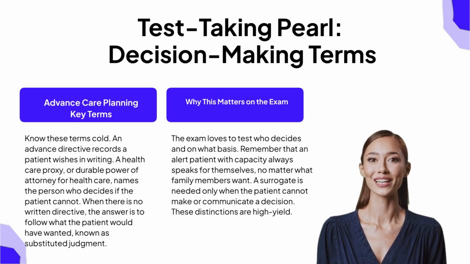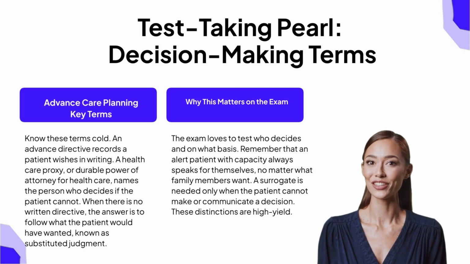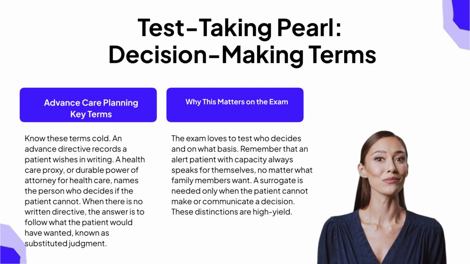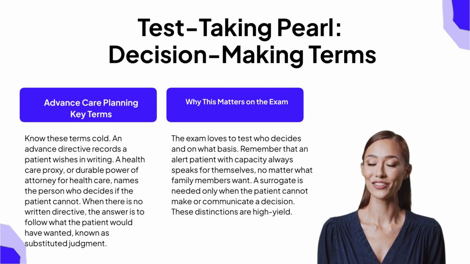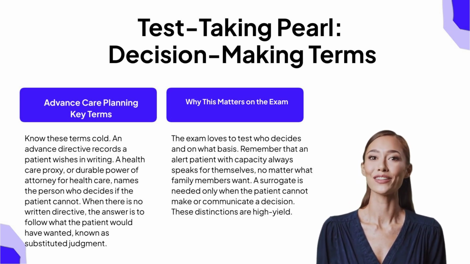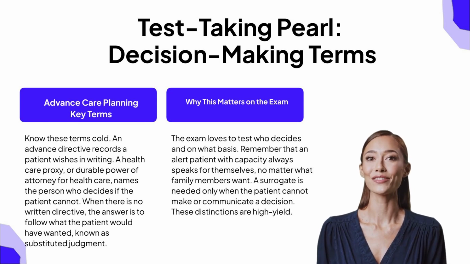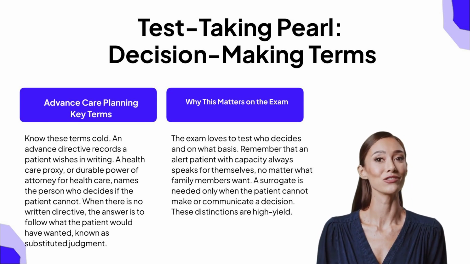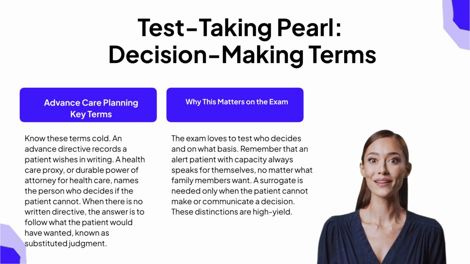Here is a critical test-taking pearl about the decision-making terms in advanced care planning, because the exam loves to test the vocabulary. Know these cold. An advance directive is the document that records a patient's wishes in writing. A healthcare proxy, also called a durable power of attorney for healthcare, is the person the patient names to make decisions if they no longer can. And when there is no written directive, the standard is to follow what the patient would have wanted, which is called substituted judgment.